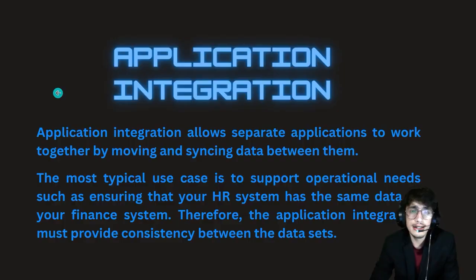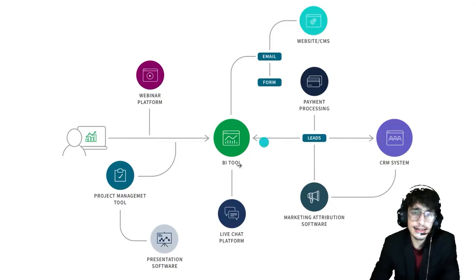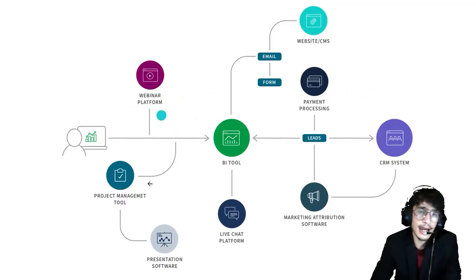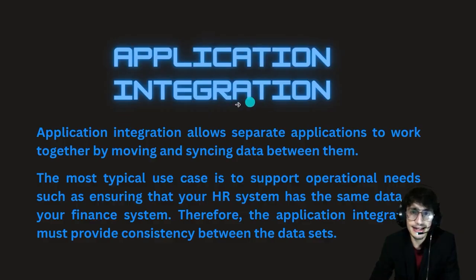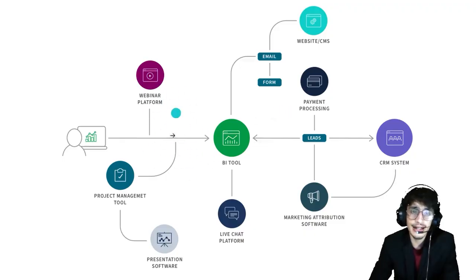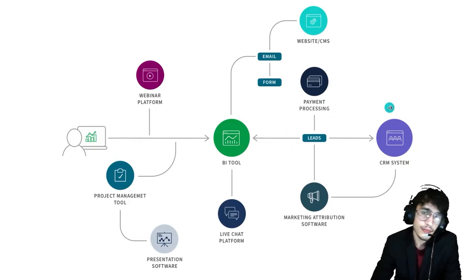So in data application integration, we use some tools like API tools and other tools which help us, so that whatever data we modify in one application can be modified in the different applications. That's why it is called application integration, that we are integrating many applications.